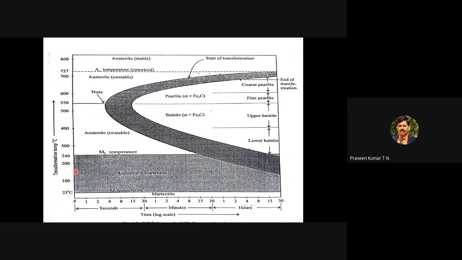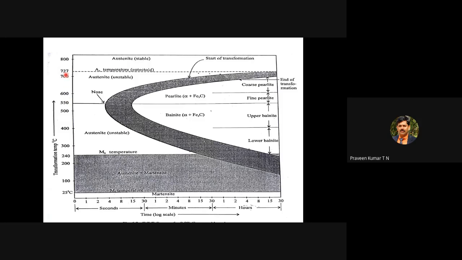We can divide the complete TTT diagram into 3 zones. The bottommost zone, that is the shaded zone, there is only one type of microstructure, that is martensite. This region is only martensite, with some amount of austenite. Between 240 degrees Celsius to 550 degrees Celsius, this temperature you have to remember, 240 degrees and one more is 550. Those are important temperatures I'm telling. 3 temperatures you have to remember. One is 240, one more is 550, and one more is 727 degrees Celsius.